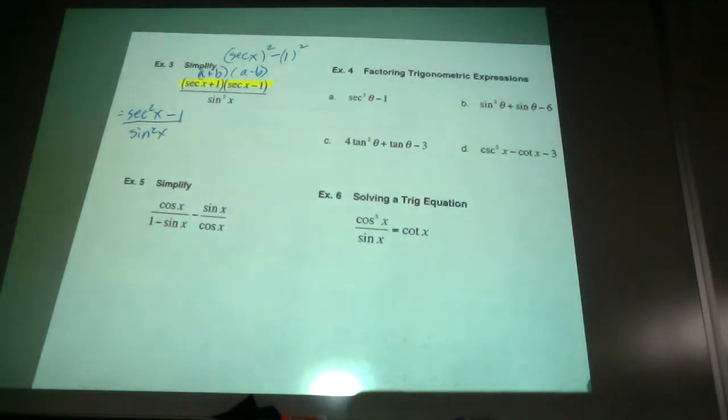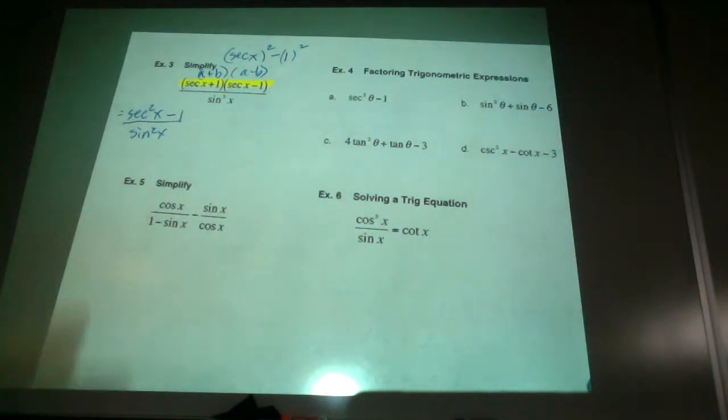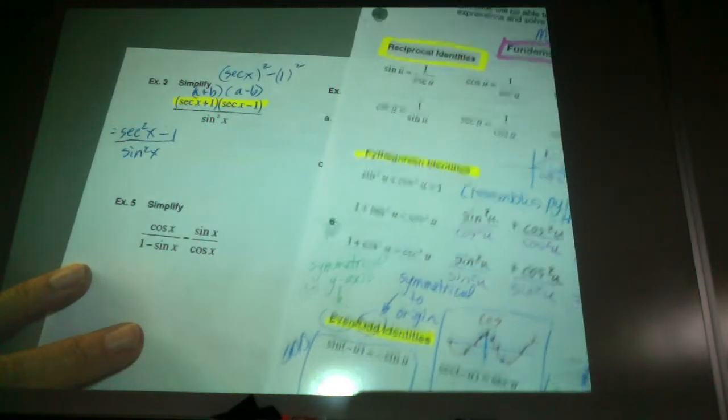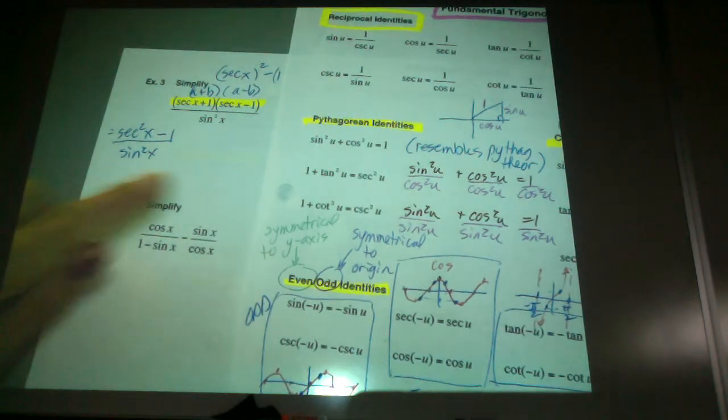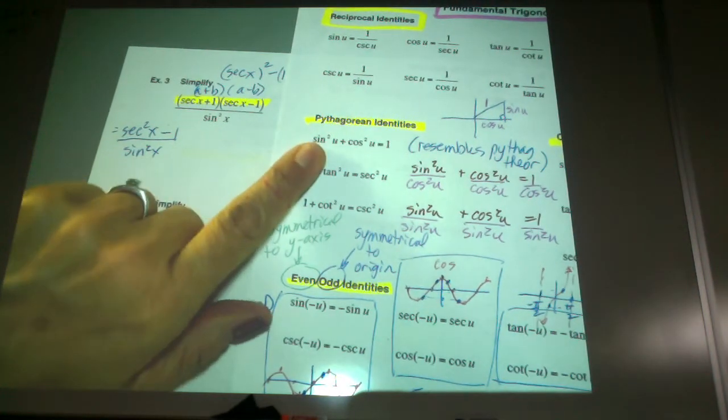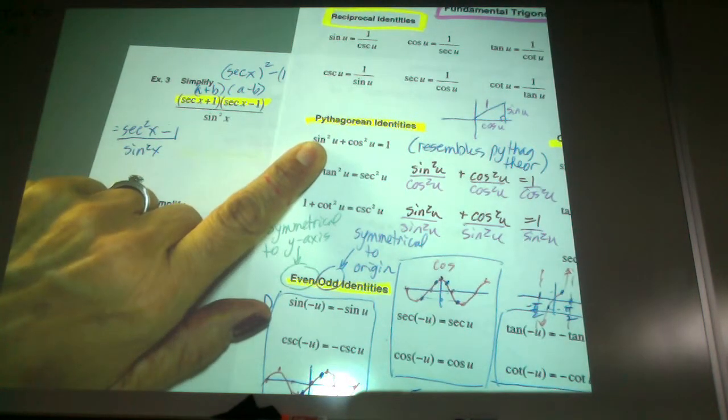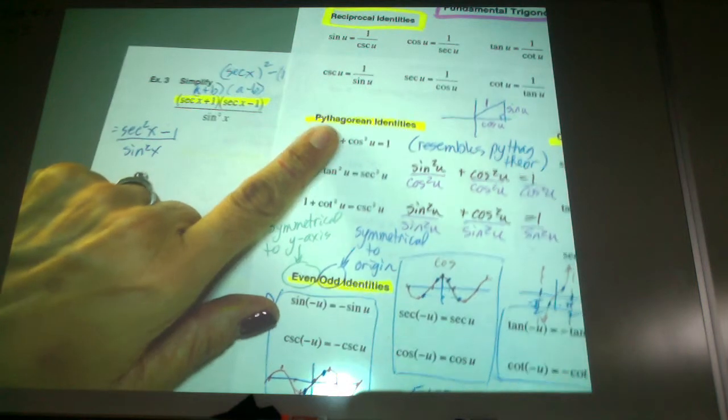Anytime I say anything squared, warning bells go off in my head. Ding, ding, ding. Why? I'm trying to simplify. Keep replacing values with better values. I could replace sine squared with something, but it wouldn't do me any good. Because what does sine squared here equal? If I were to get sine squared by itself, what would you have to do to the equation? Get sine squared by itself. How do you get rid of cosine squared?